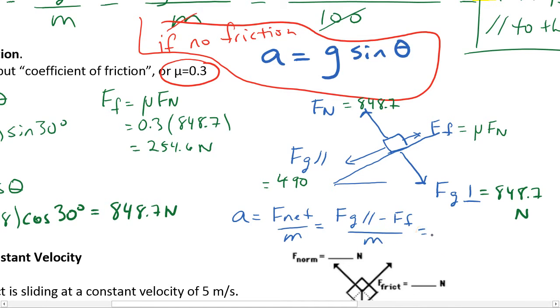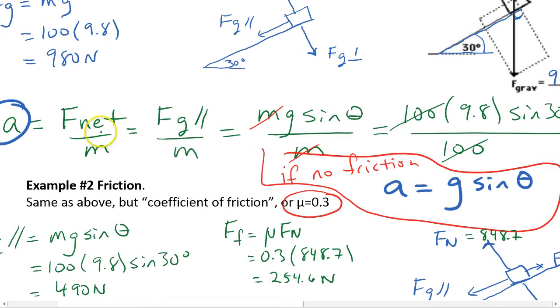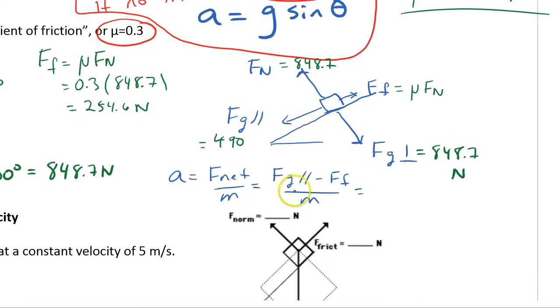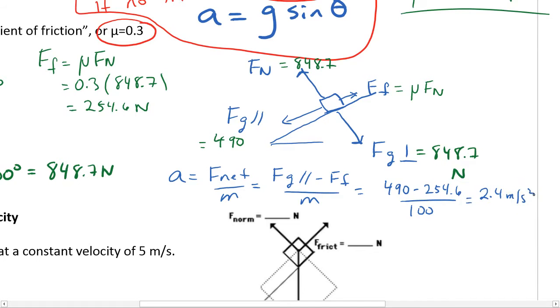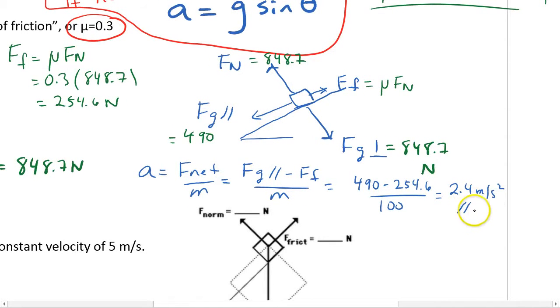So it's very similar to what we had a second ago, right? Over here we had F net over m, we had Fg parallel over m because there was no friction. Now we have Fg parallel minus the force of friction all over mass. So we figured out that Fg parallel was 490 minus 254.6 all divided by 100, and I get an answer of 2.4 meters per second squared, and again the direction would be parallel to the incline plane.